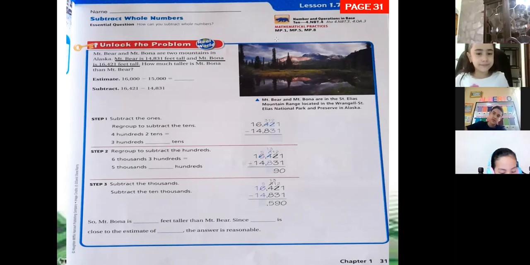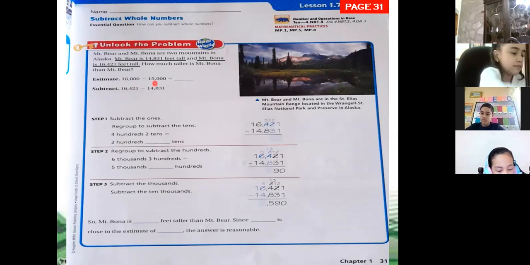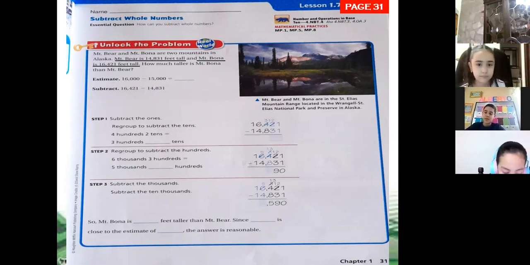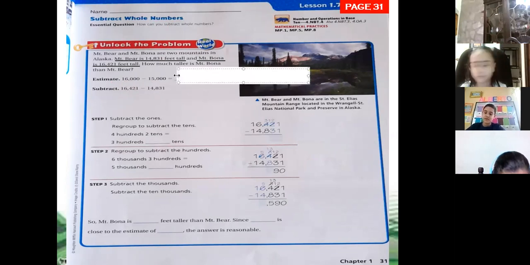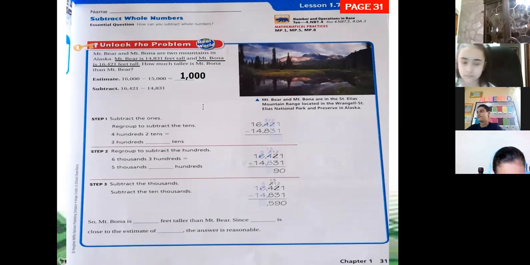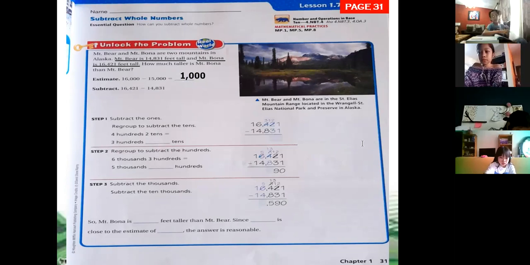We're going to subtract, but first let's estimate. Remember, estimation is to find an approximate number that we're going to get. So what is the answer of 16,000 minus 15,000? Or 16 minus 15. If you have 16 minus 15, we are going to have just 1,000. So this is our estimate. Our answer can be close to 1,000.